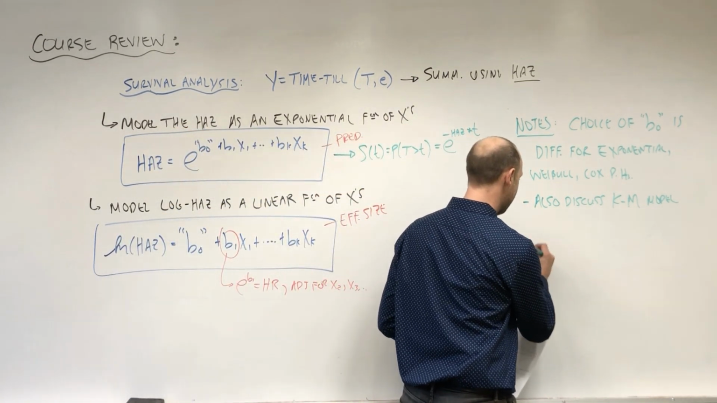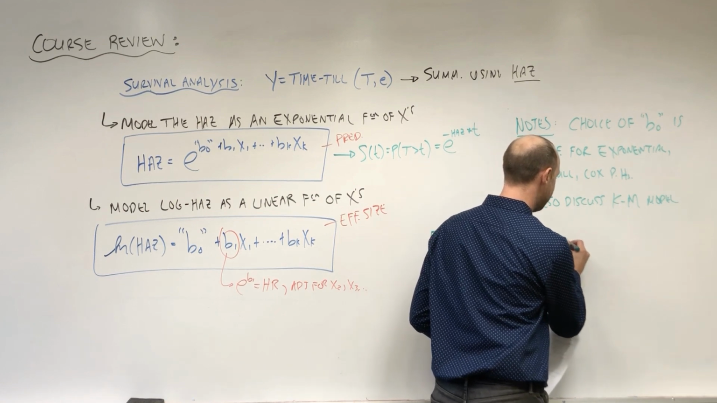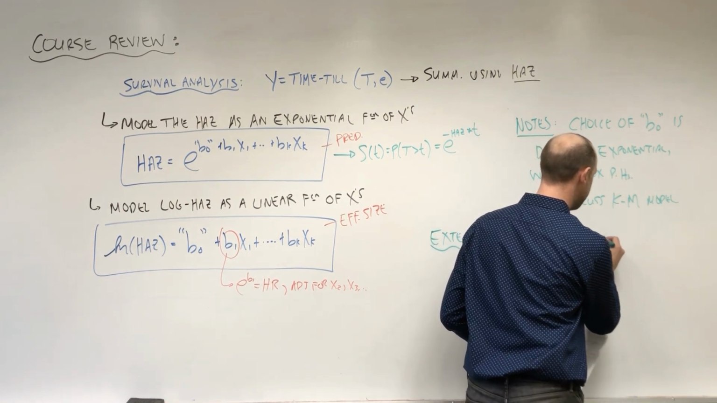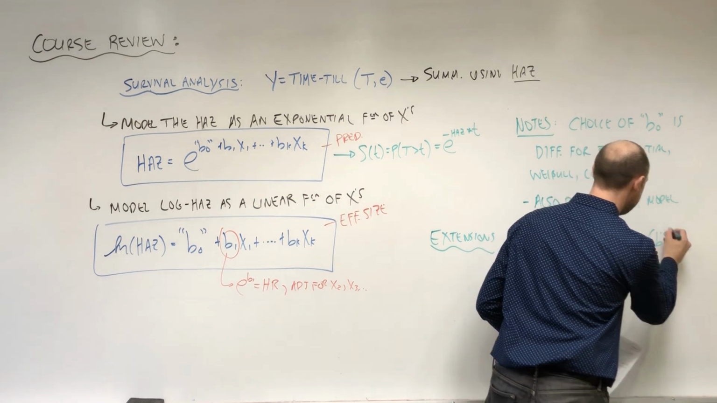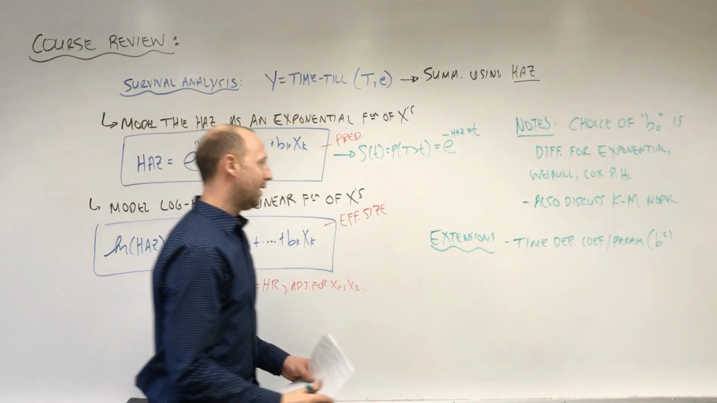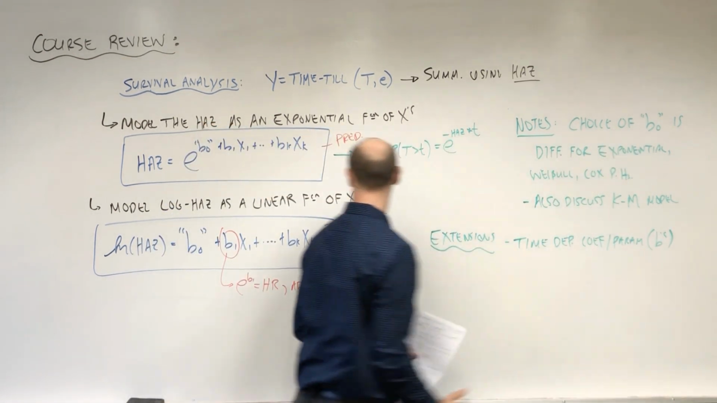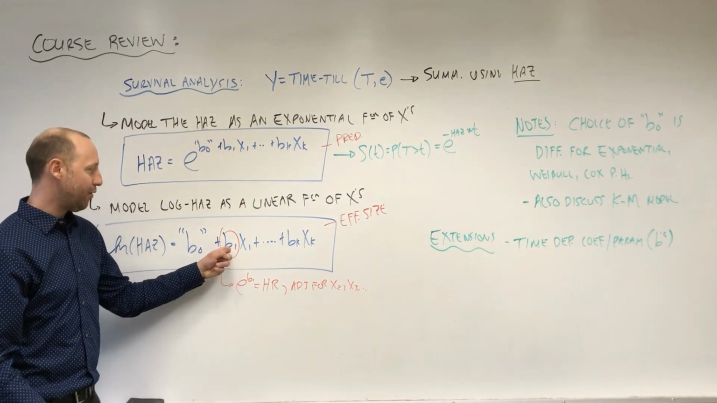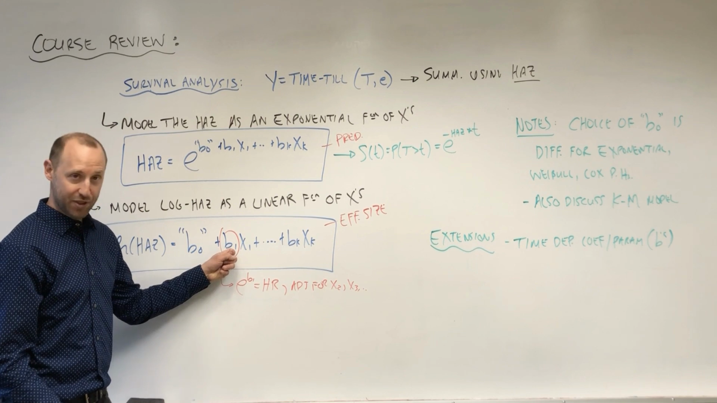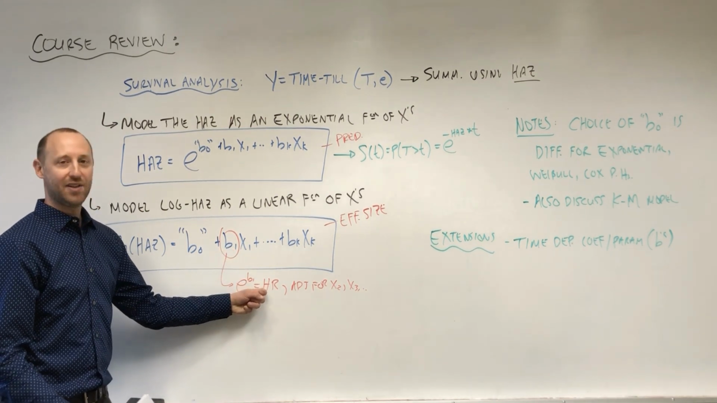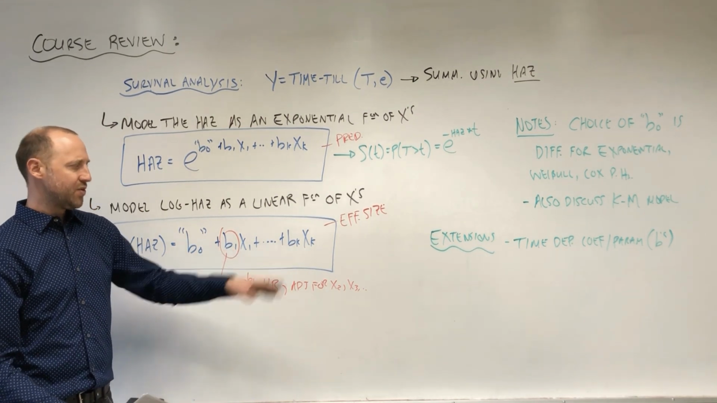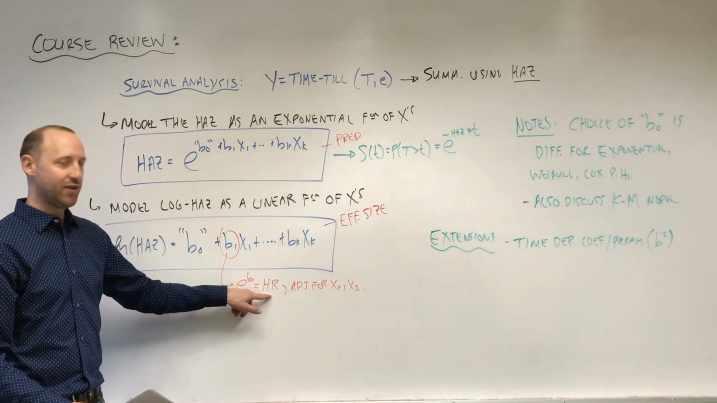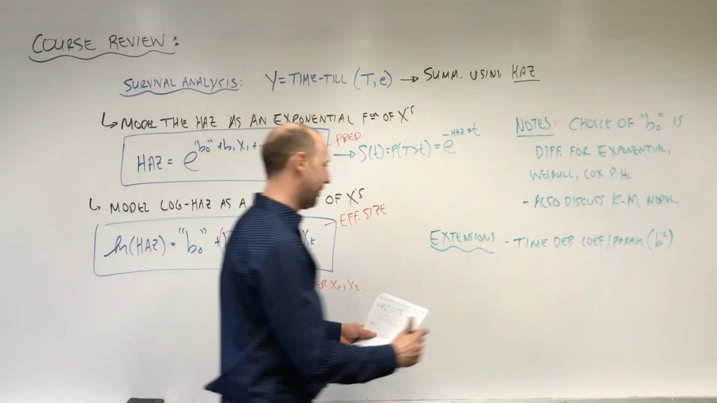The first was looking at time-dependent coefficients or parameters, these B's, allowing these coefficients to change over time. Allowing B1 to change over time means we're allowing the hazard ratio to change over time. So we talked a bit about that as an extension for dealing with non-proportional hazards.